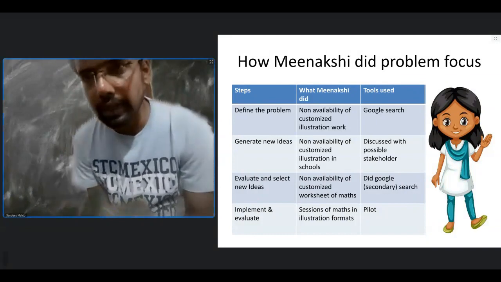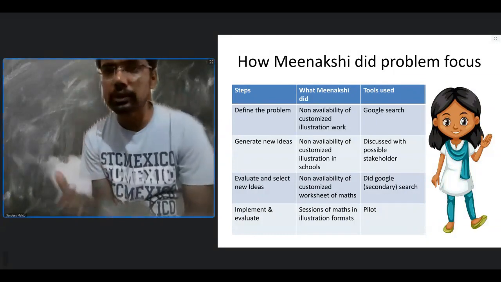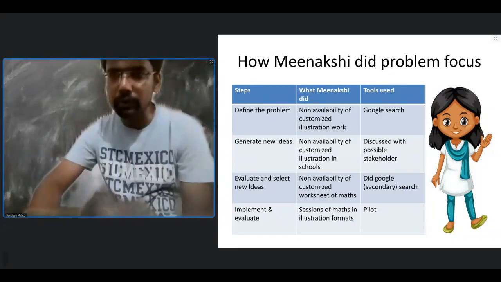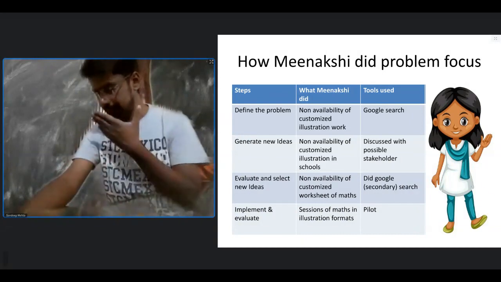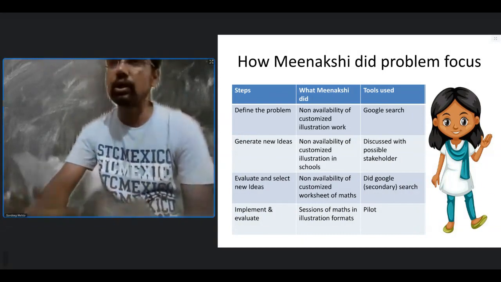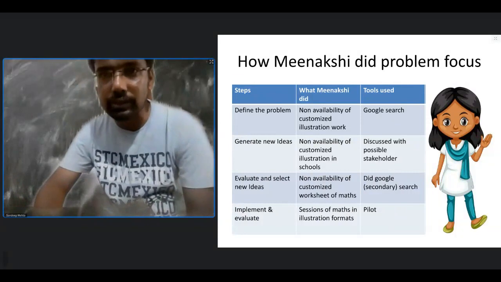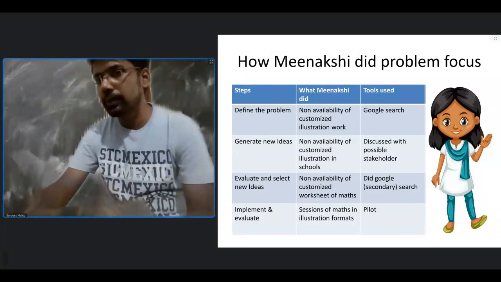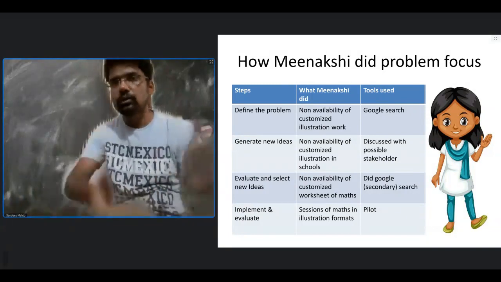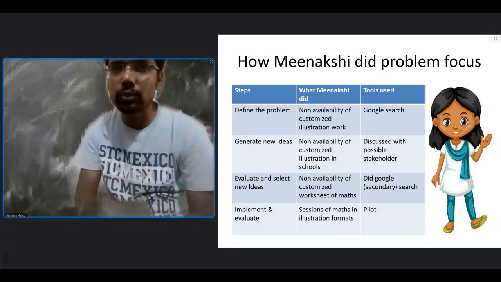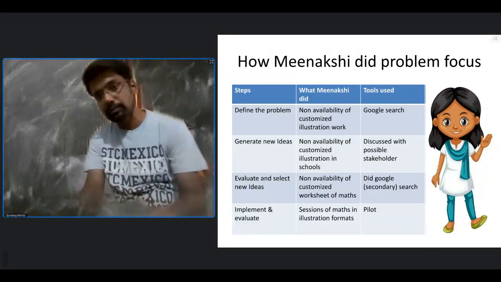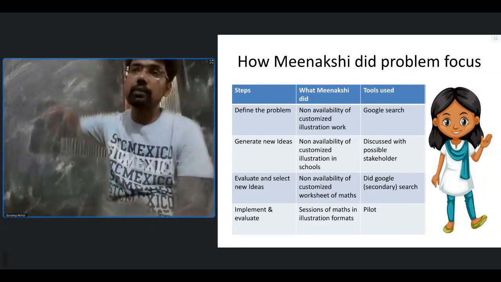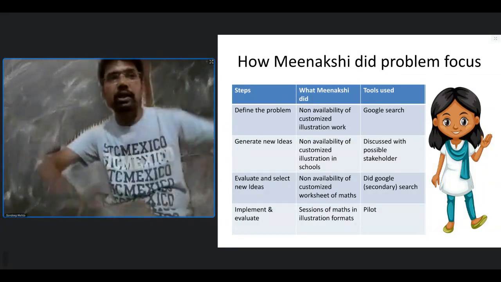Then what were the different ideas she came up with? She evaluated whether there were any solutions available or not. The worksheets and other things were available, but they were not customized. They were not catering to the need which was actually required. And then she implemented, and now she has come up with this solution, and it is being taken up by the people. So this is the whole cycle which you also need to do: define your problem, then based upon the problem define new ideas, then run through piloting different kinds of ideas, whether this works or that works or not.